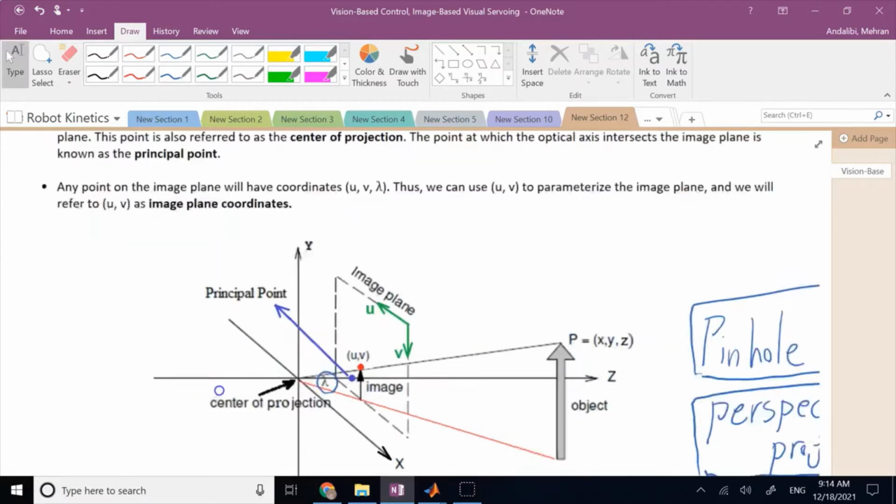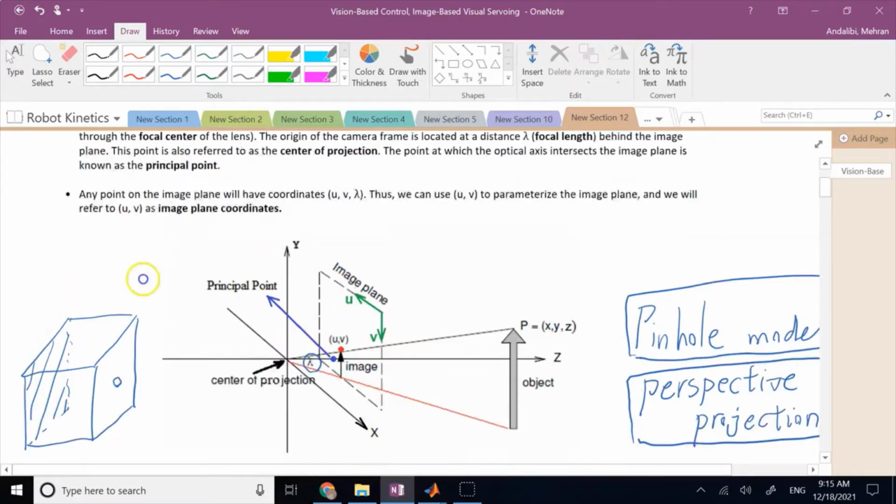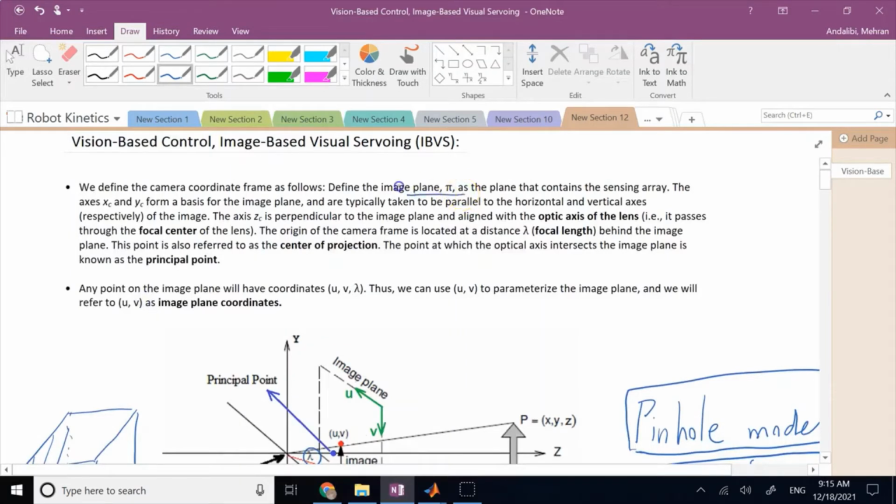So what is it that we are doing? Here we assume that the camera is kind of like a box, right? And the whole world is coming through what? A small hole in that camera. And it is going to be projected onto this back plane here, which is called image projection plane, which you can see here, this plane that is shown with pi. Image plane.